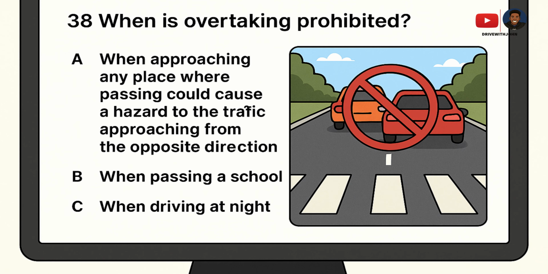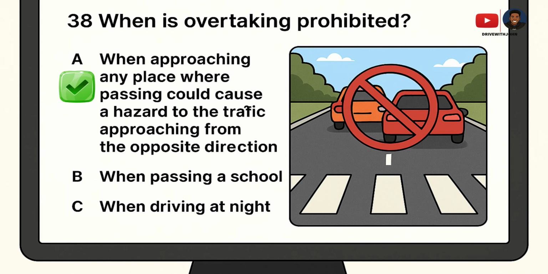Alright, second last question. When is overtaking prohibited? Is it A, when approaching any place where passing could cause a hazard to the traffic approaching from the opposite direction? Is it B, when passing a school? Is it C, when driving at night? Okay, the correct answer is A, when approaching any place where passing could cause a hazard to the traffic approaching from the opposite direction.